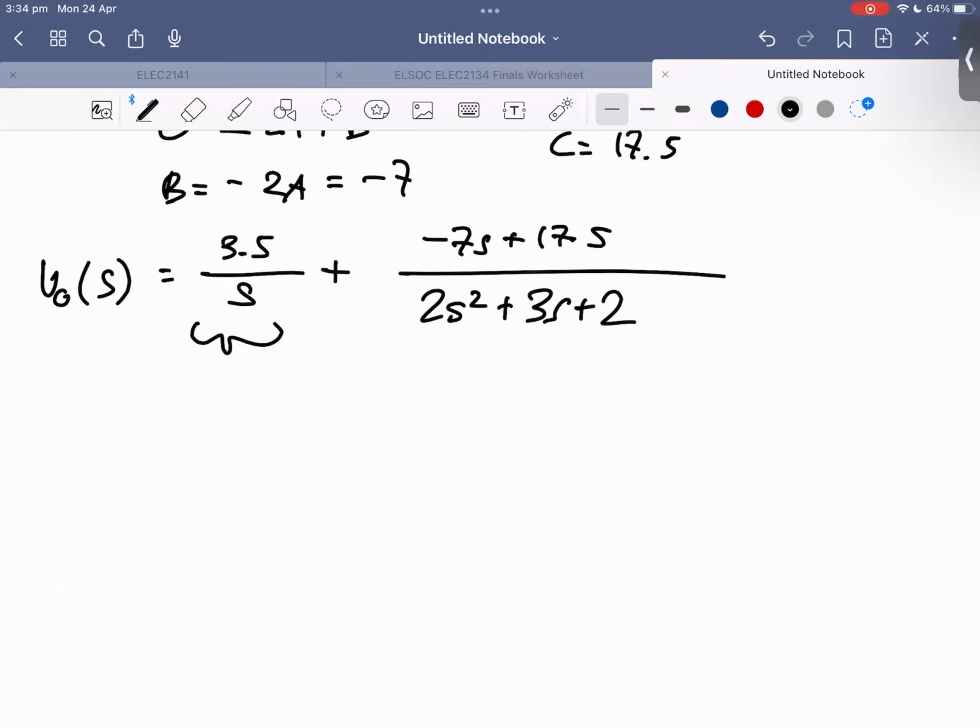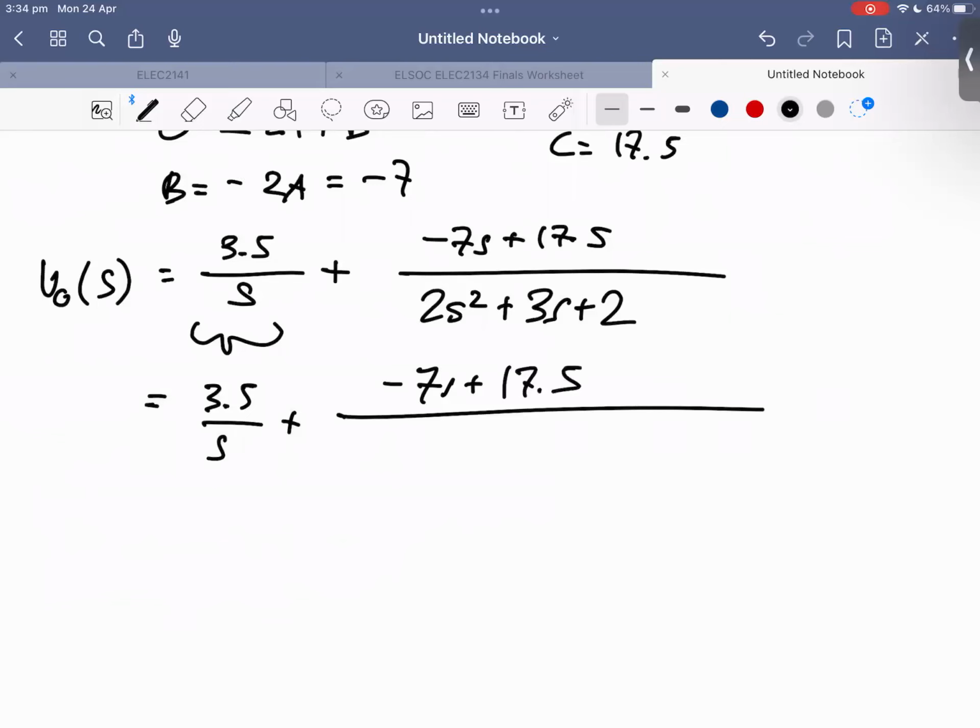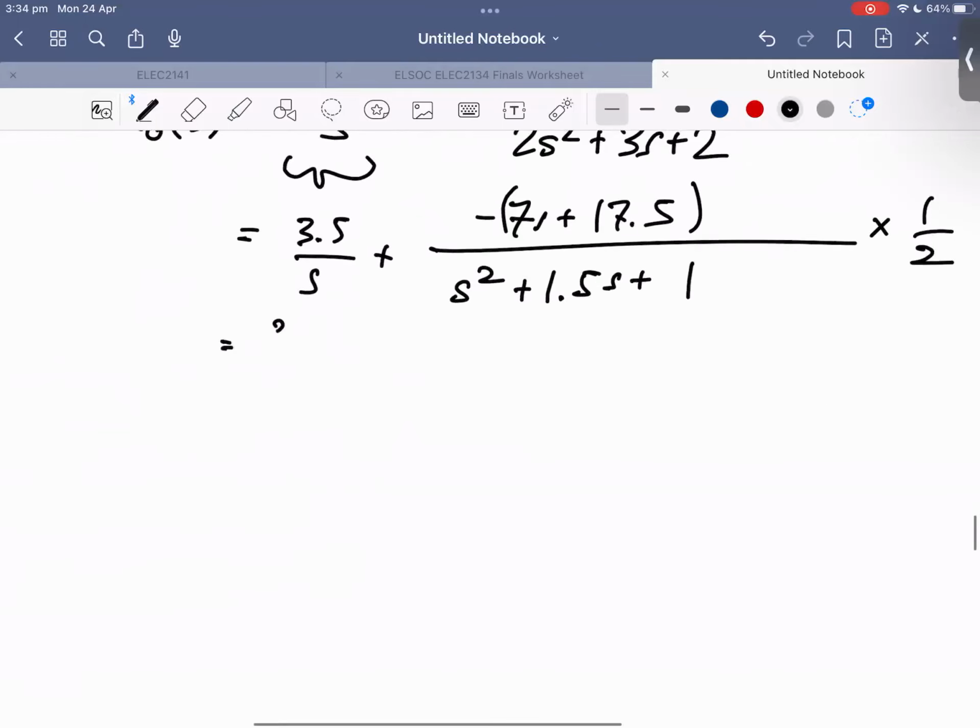So to complete the square, you have to make sure that the coefficient of S squared is 1. So this is going to be 3.5 on S plus negative 7S plus 17.5. I'll put a half at the front here because I factorized it. Okay.